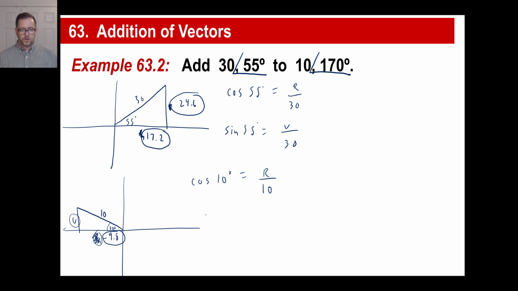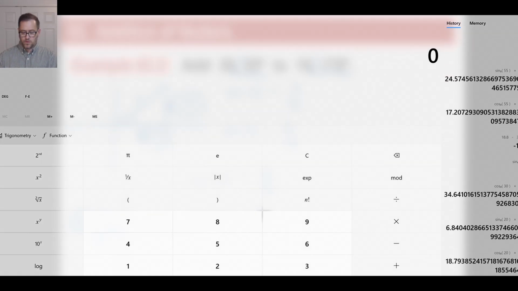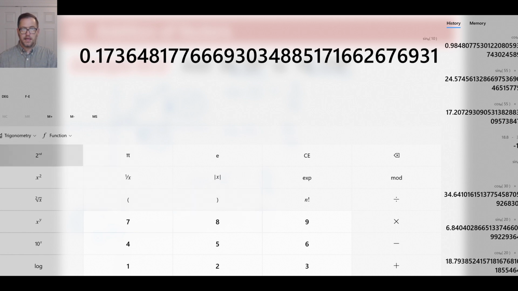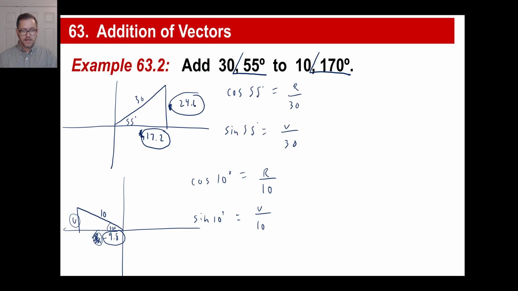Okay, well, let's go ahead and find the sine of 10 degrees, and that's going to equal u over 10. All right, and we'll go 10 degrees and then find the sine, and okay, that's 0.17. So multiply that by 10, of course that'll be 1.7. This will be positive because it's going up. Okay, so we're going to add these two now. All right, and you know how to do this.